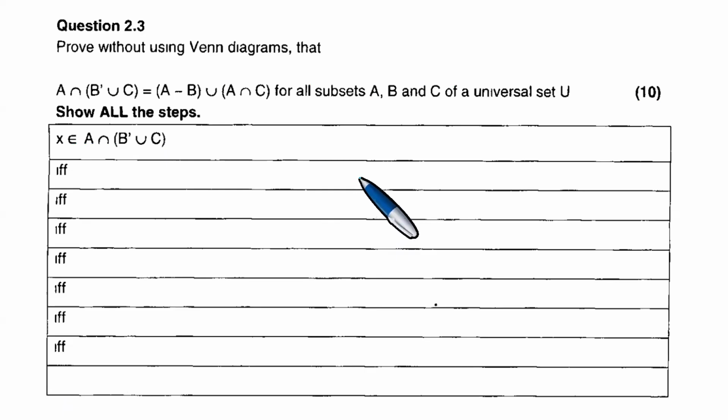Okay, let us look at the following set theoretical proof, without using Venn diagrams, that A intersection (B complement union C) is (A minus B) union (A intersection C) for all subsets A, B, and C of universal set U. Show all the steps.